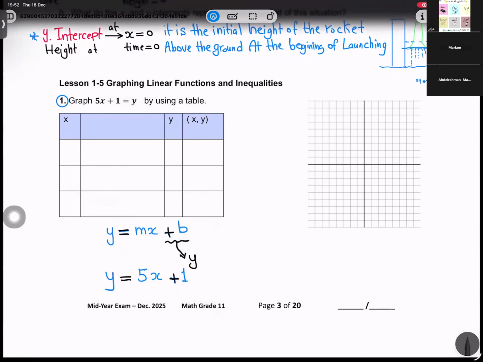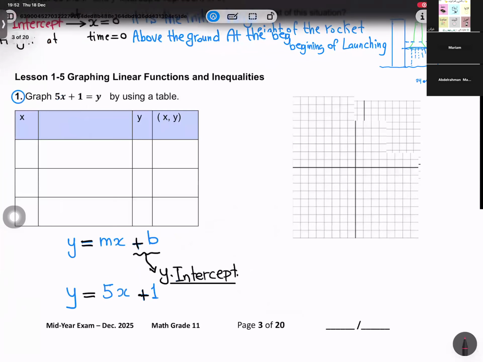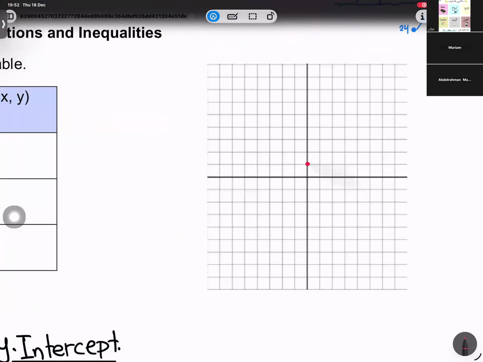Is it the b or the slope? It is a y-intercept, not a slope. That's when it comes in contact with the line of the y. Excellent, bravo. It is where the line or the graph intersects with the y-axis. This is the y-axis, this is the x-axis. Perfect, bravo. So this is the first thing to graph.